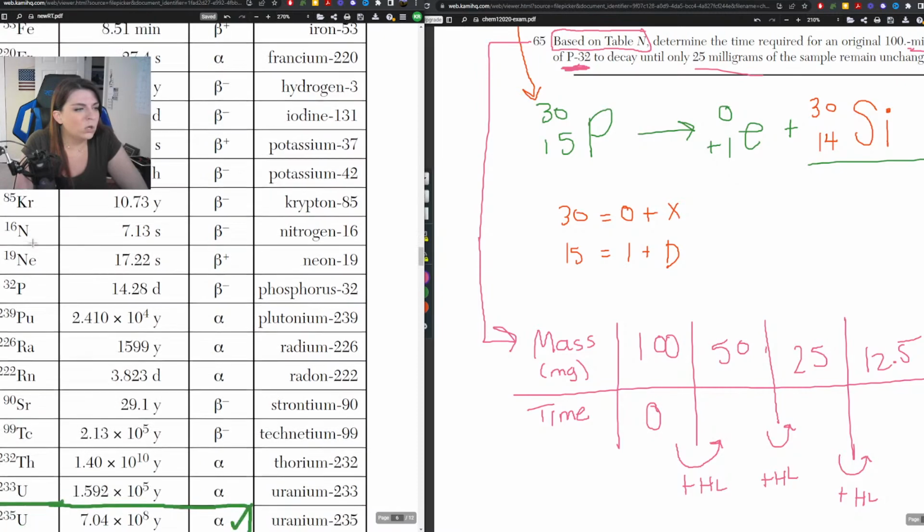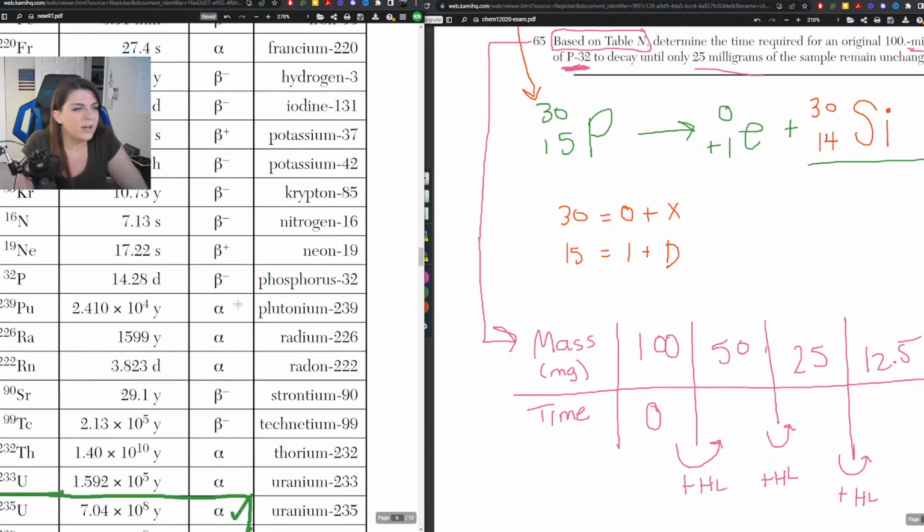And these go in order alphabetically by their symbol. Phosphorus 32 is, whoops, we don't care that it's beta negative. We're here for the half-life. That's 14.28 days.